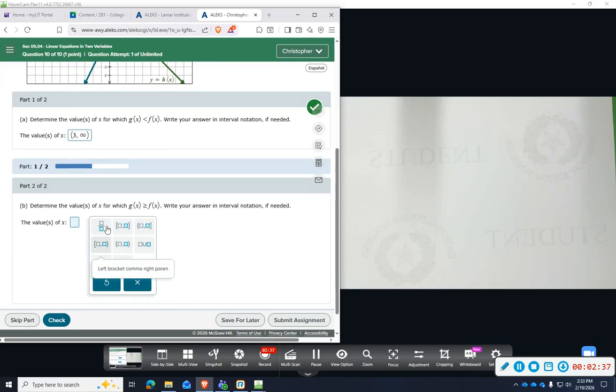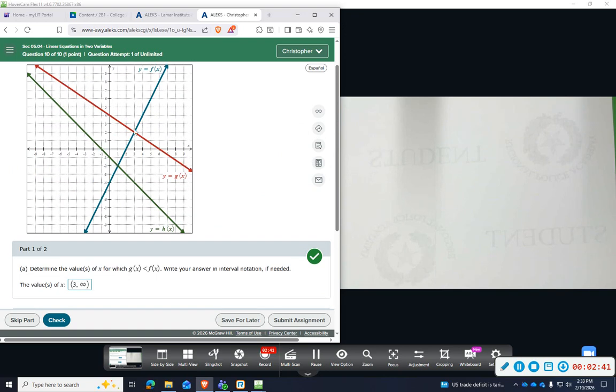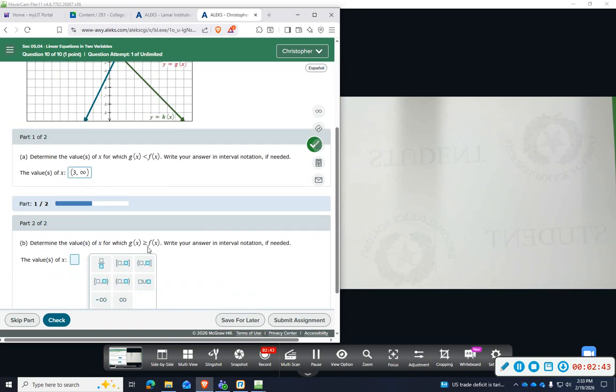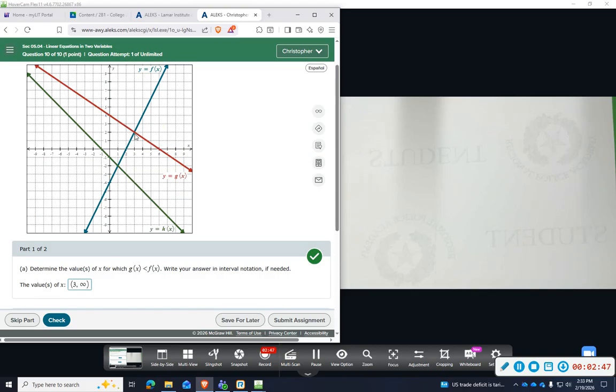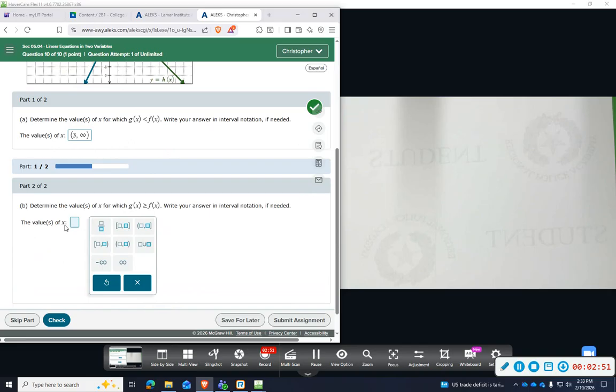Now, parentheses will always accompany infinity, but since it says equal to with this inequality sign, that means we're including the point where they're equal. So 3 would be in a square bracket. So for this interval, I would do a parentheses on the left for the negative infinity, and I would do positive 3 on the right.